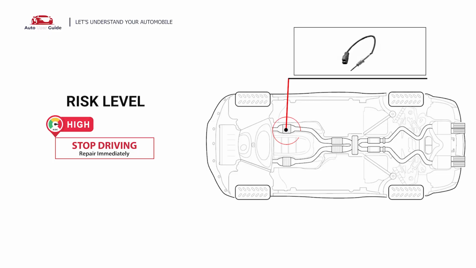This engine code indicates that this code is triggered when the engine's computer detects that the camshaft timing is not changing as commanded or is fixed in a certain position, indicating a problem with the VVT system. Under this circumstance, stop driving and repair your vehicle immediately.